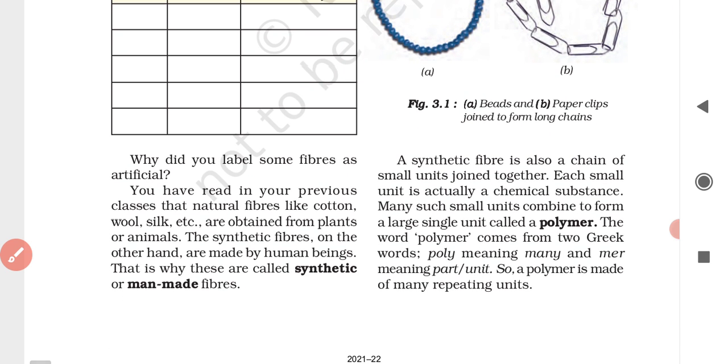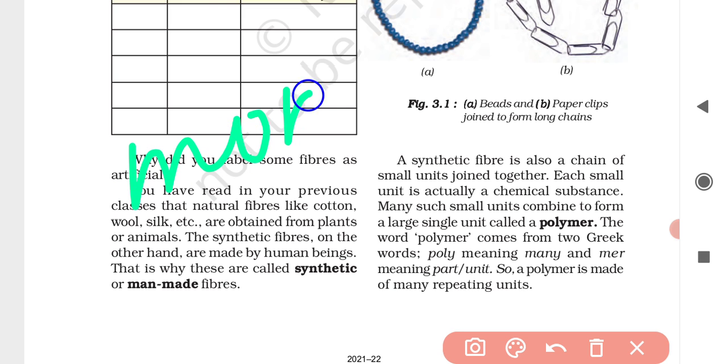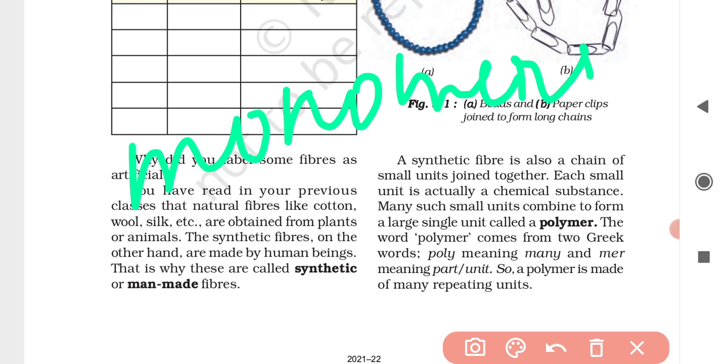Understood? So what is a polymer? A polymer is a very big molecule formed by the combination of a large number of smaller molecules, which in terms of synthetic fibers we can call chemical compounds. The small molecules or units which join together to form a polymer are called monomers. The monomers which make a polymer may be of the same compound or of two different compounds.